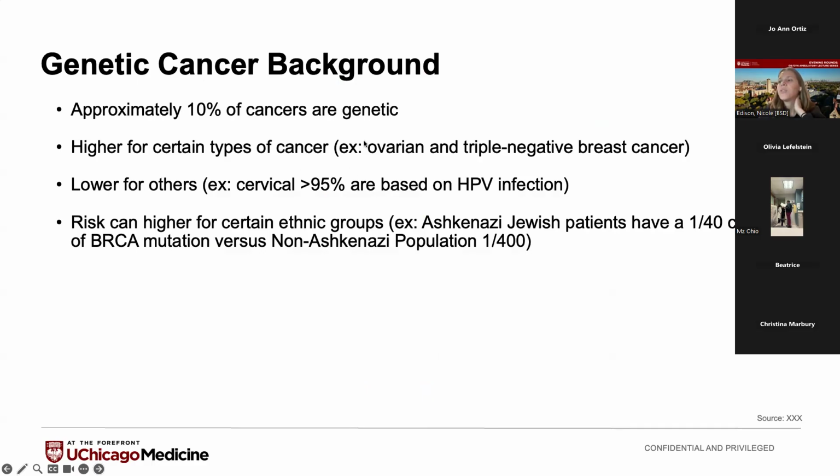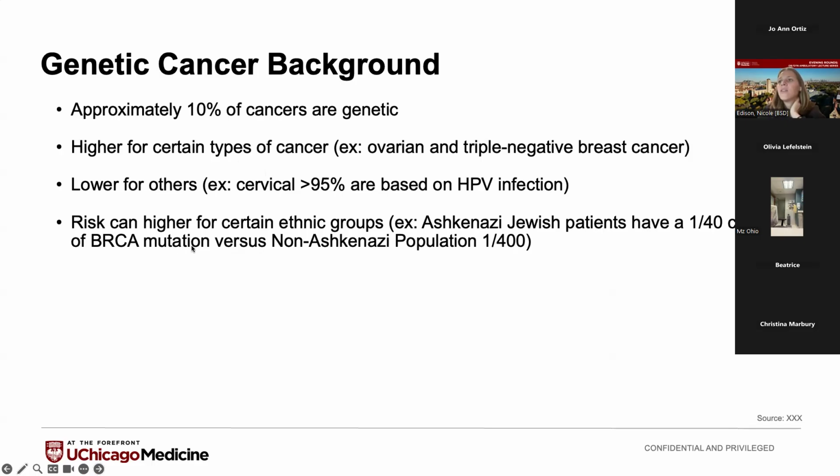One example is ovarian cancer. That risk can be as high as over 20%, meaning 1 in 5 women with ovarian cancer potentially have a high risk mutation. And if they had known about it, we may have been able to prevent it. The same goes for triple negative breast cancer, or things like male breast cancer. It's lower for others. When you see a patient with cervical cancer, that is almost always, more than 95% of the time, due to HPV infection. So that is not genetic. That is something that they picked up and acquired.